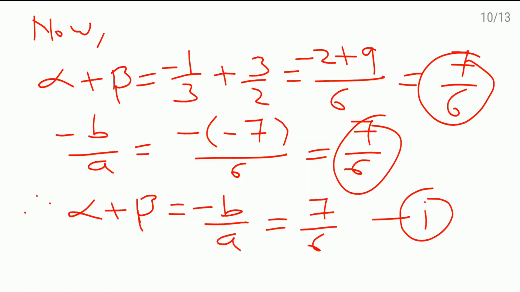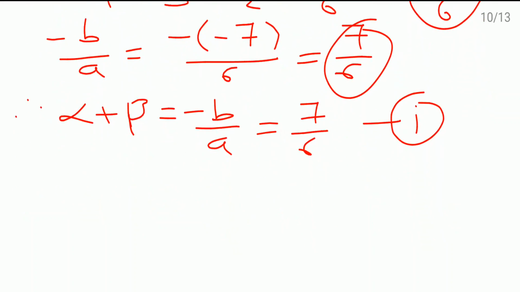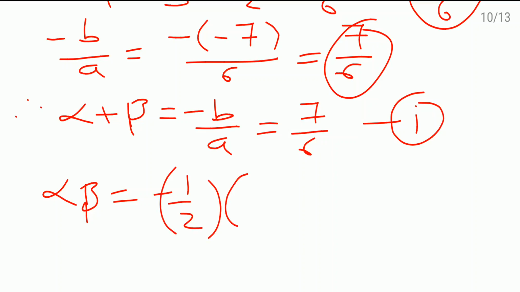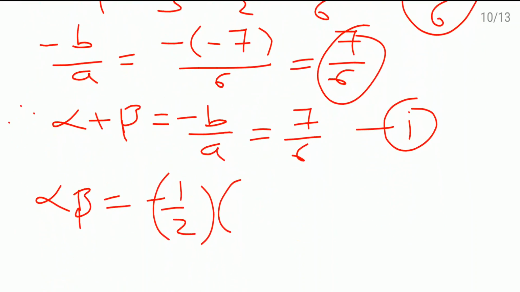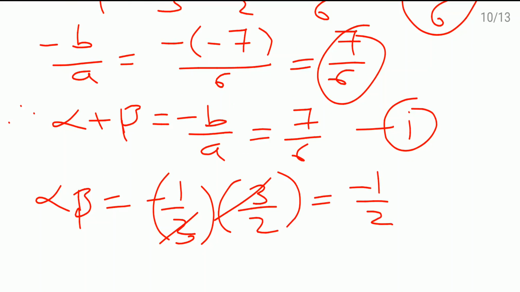Now we'll find out the product now. Product of zeros, alpha beta. That means the value of alpha is what? Minus 1 by 3, and beta is what? 3 by 2. Let me just check. It's minus 1 by 3 and this one is 3 by 2. 3 got cancelled. Minus 1 by 2.